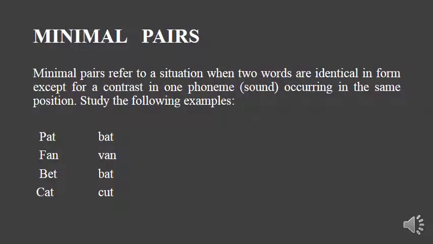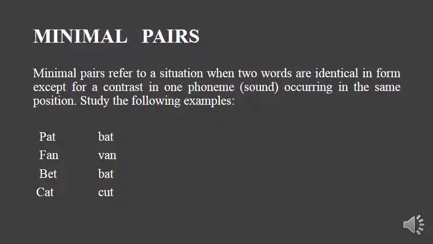Minimal pairs. Here we're going to explain what minimal pairs is. Minimal pairs refers to a situation when two words are identical in form except for a contrast in one sound occurring in the same position. That is, the words have the same form, but only one sound differentiates one word from the other, and the sounds are in the same position. This is what is called minimal pairs.